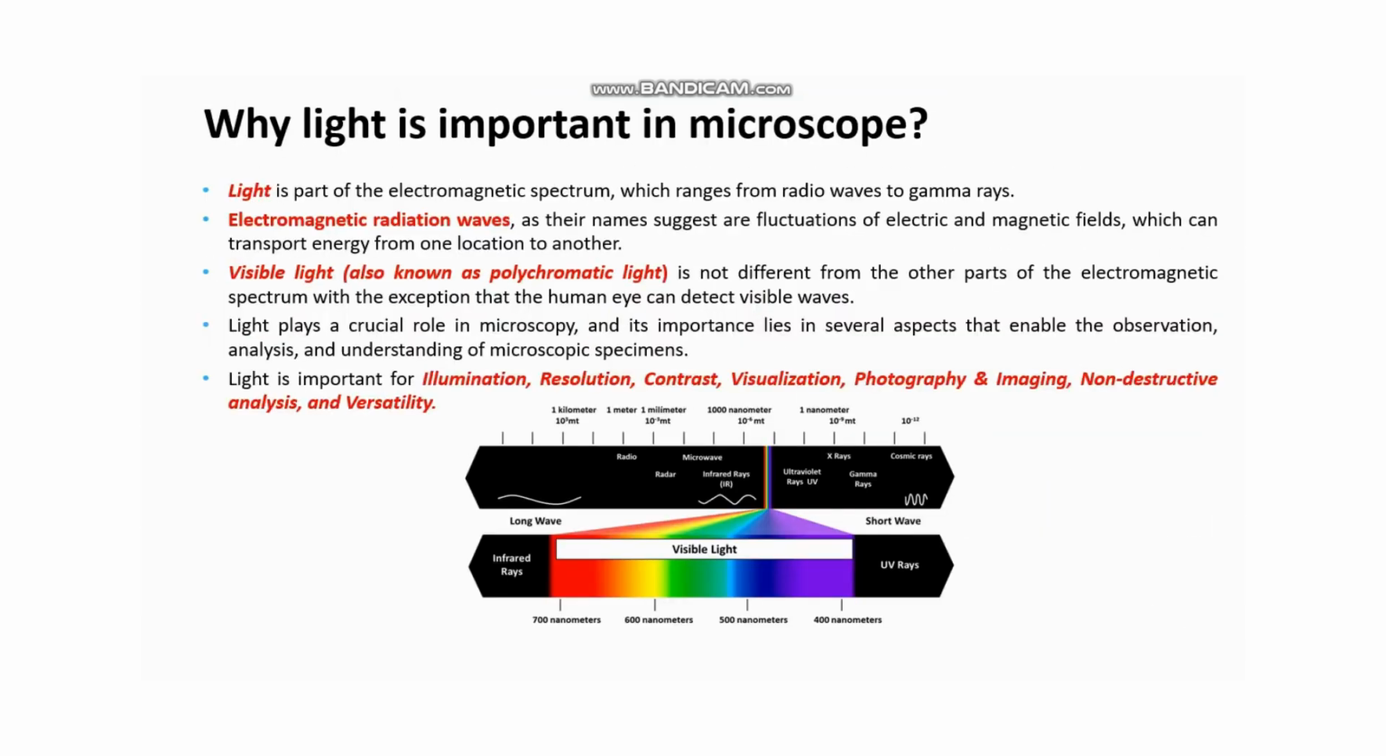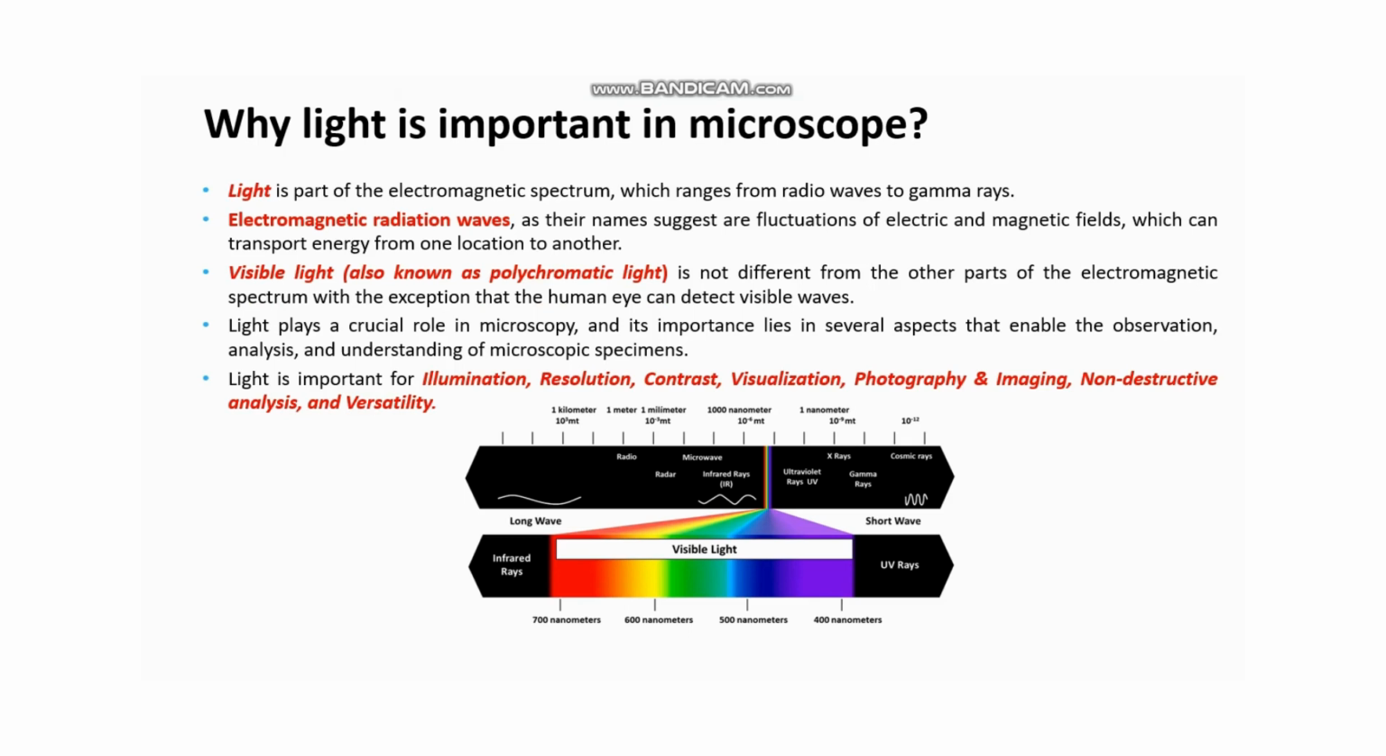So for you to understand the PPL and XPL, you need to understand why light is important in microscopes. We know light is part of the electromagnetic spectrum, which ranges from radio waves all the way to gamma rays. But we're interested more in what you call visible light. Visible light is what a human eye is able to see.